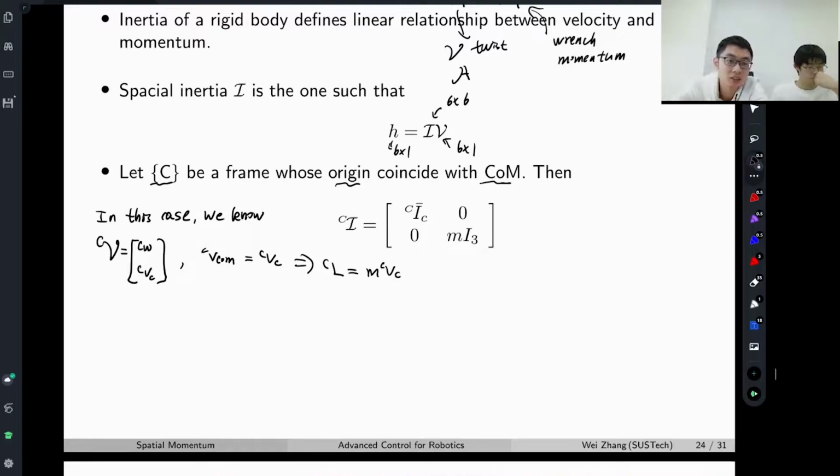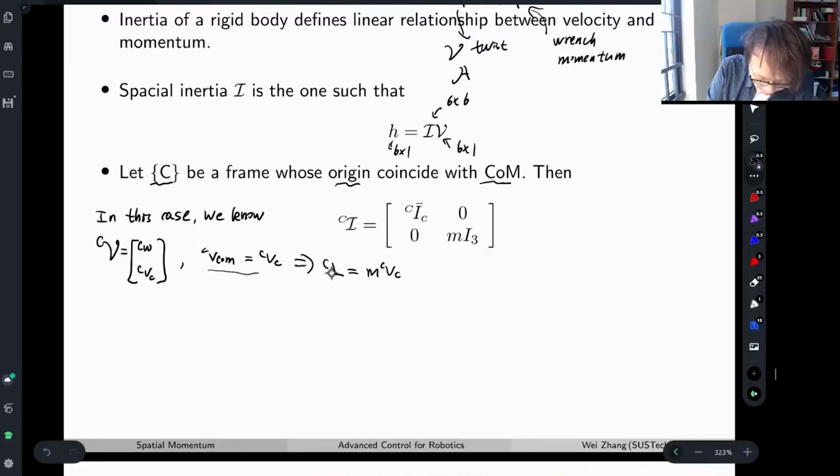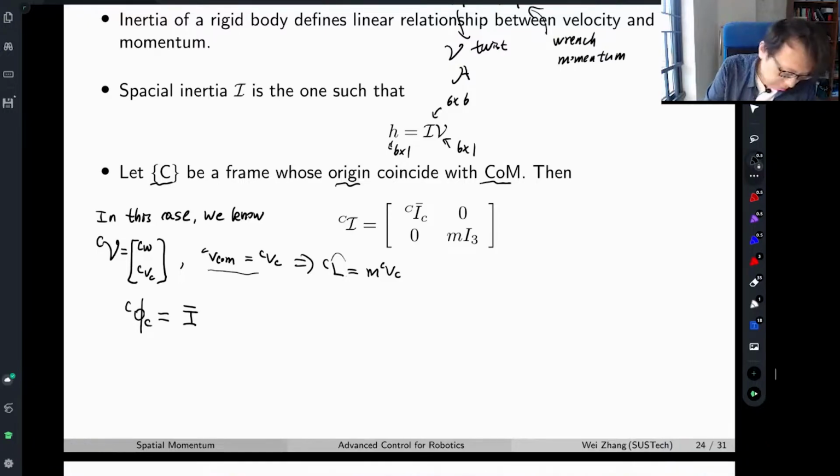Yes. Okay, so this is the key. By definition, L is really M times the velocity of the center of mass. But here, because these are the same, you have this relation. In another frame, this may not be true. And also, because of this, I know the rotational inertia about the center of mass, expressed in C, equals what I call I bar, a constant matrix.